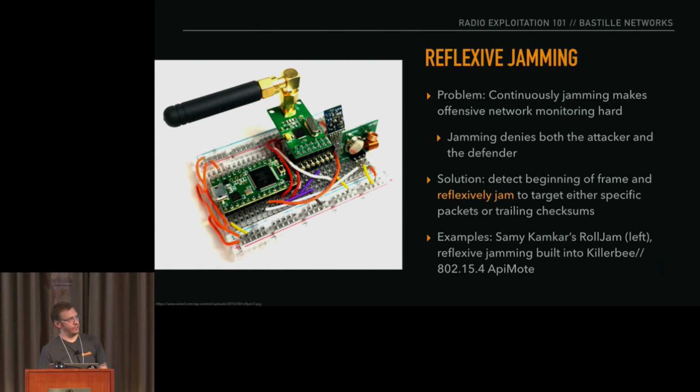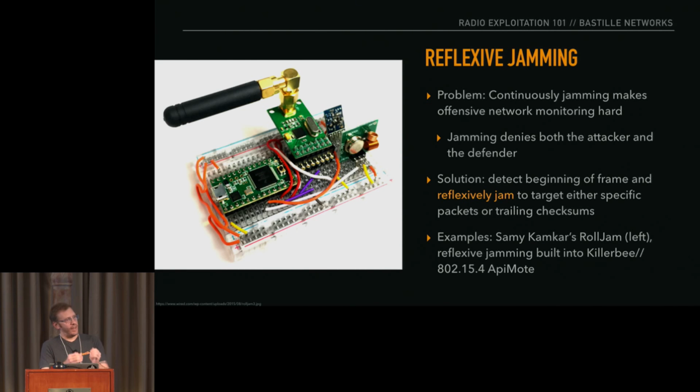Then there's something called reflexive jamming, which is a bit smarter. And this allows us to target specific packets or users on a network. The way this works, we receive the packet header, and as soon as we receive the packet header, we make a determination, either the transmitter address or the receiver address or some other feature of this packet.